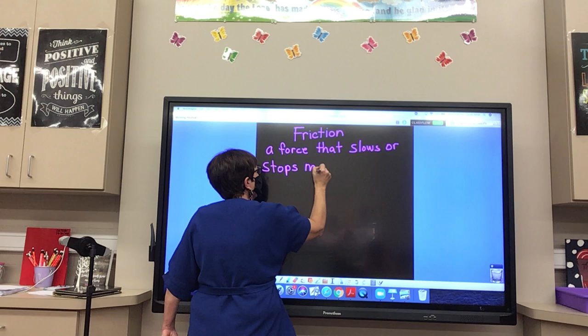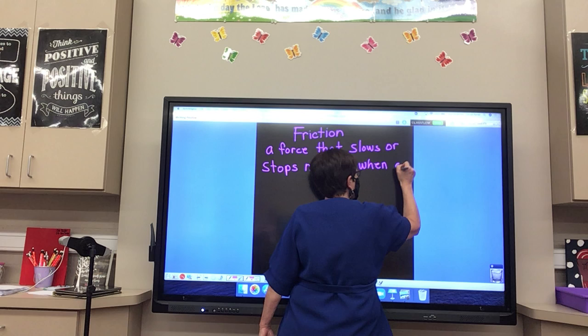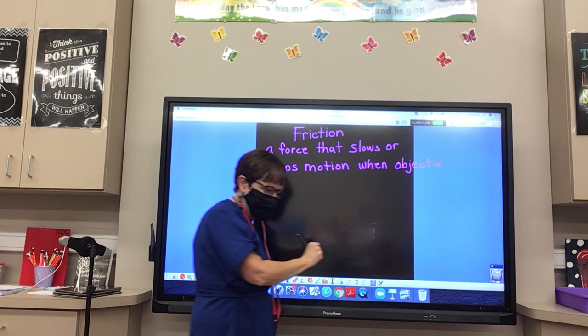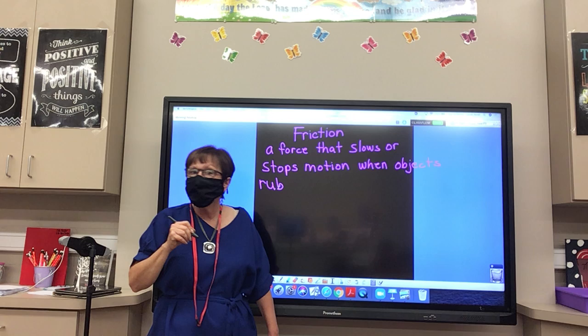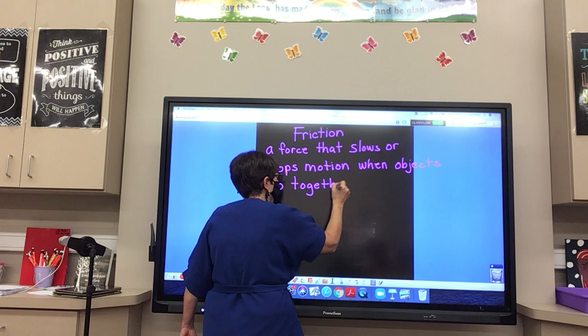So it slows or stops motion when objects rub what? Ava? Together. Yeah, when objects rub together. Very good. When objects rub together.